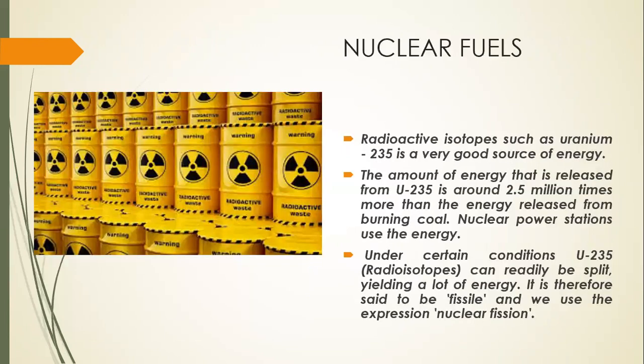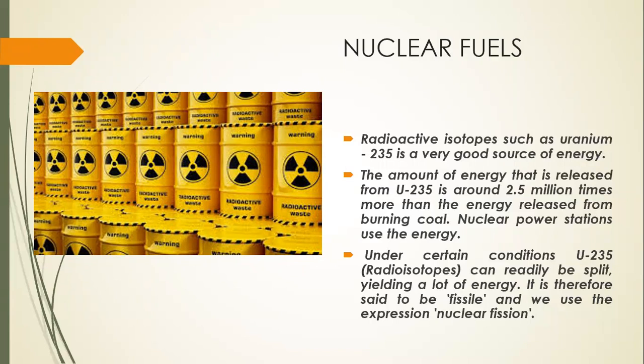When you go with the nuclear fuels, basically we learned about isotopes in the second chapter. Some isotopes are found to be radioisotopes, having unstable nuclei, so they can undergo nuclear fission reaction. One such isotope is uranium-235. It's a very good source of energy.